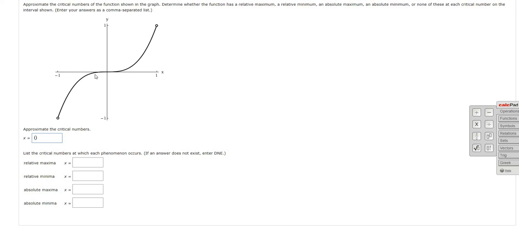It's not undefined anywhere, right? There are no x values on this graph where we have a sharp edge or a cusp. List the critical numbers at which each phenomenon occurs.